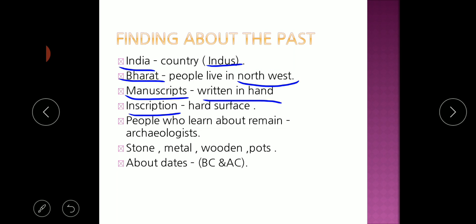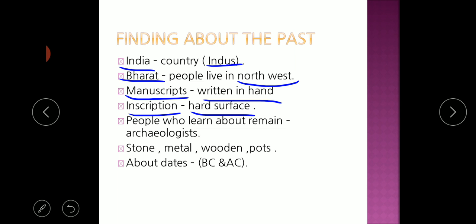Inscriptions. What do inscriptions mean? Hard surface. The same thing, the pride of the king or the speciality of the king, the wars he achieved, and the rules followed by the people, everything was inscribed on a stone surface or a metal surface. On that hard surface they printed it and made people learn and know what rules and regulations were followed in previous years. So this is called inscription and manuscripts.